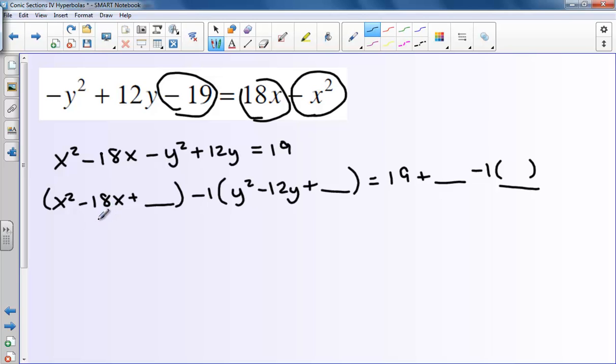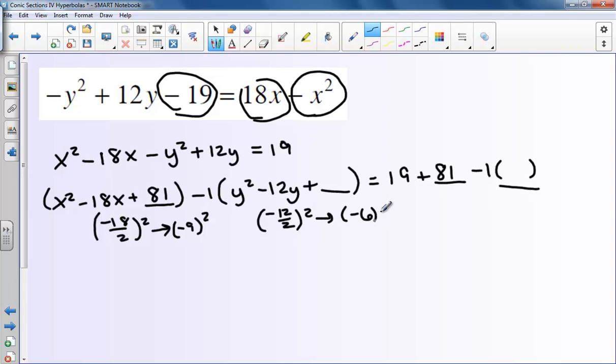Okay, so b over 2, I have negative 18 over 2 squared, so negative 9 squared. Make sure you keep that in parentheses, otherwise your calculator is going to try to tell you that this should be a negative value, and it shouldn't. We're adding 81 to both sides. Negative 12 over 2 squared is negative 6 squared, or 36 to both sides here.